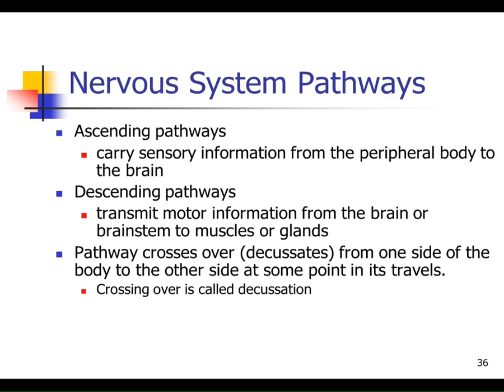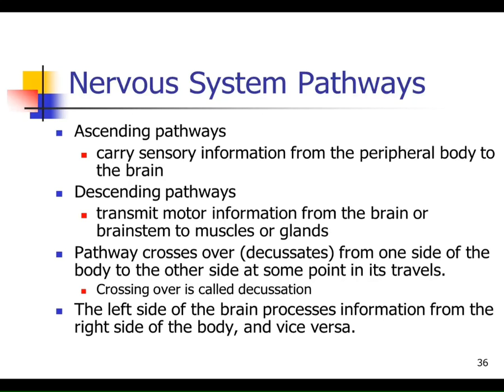Now, many of these pathways cross over. We talked about how damage to one side of the brain is seen on the other side of the brain. The big word for that crossing over is decussate. So these pathways are said to decussate. And over 90% of your pathways do cross over. There are a few that don't, but most of your pathways do cross over from the left side to the right side.